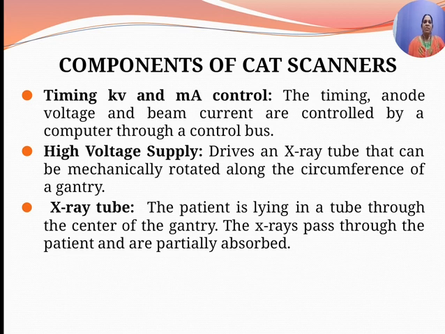It drives an X-ray tube that can be mechanically rotated along the circumference of the gantry. You can rotate your X-ray tube along the circumference of the gantry. So we have the high voltage supply which drives the X-ray tube. The patient is lying in the gantry, through the center of the gantry, and on one side you have the X-ray tube, and on the other side we have the detector. The X-rays pass through the patient and they are partially absorbed.